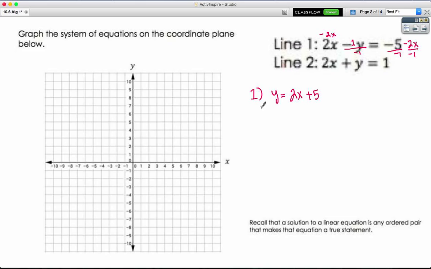If we solve the equation for line 2 for slope-intercept form, we would subtract 2x on both sides, and if I write it in the proper format, the equation is y equals negative 2x plus 1.